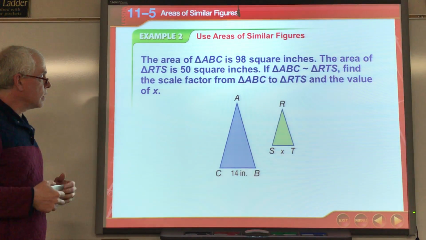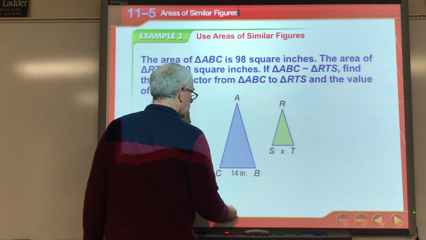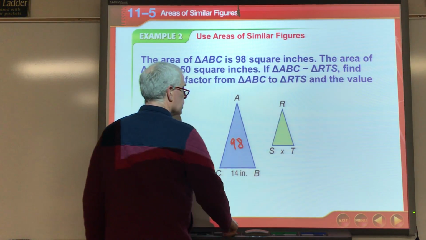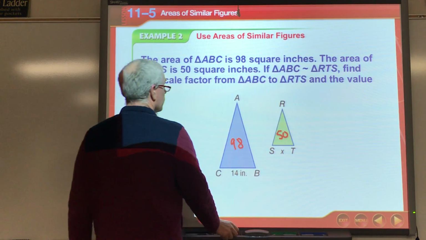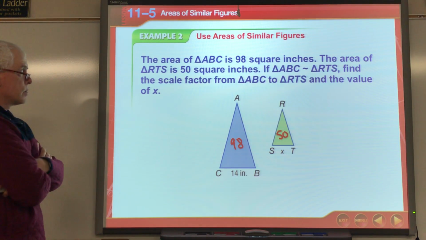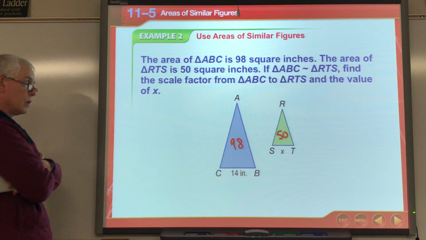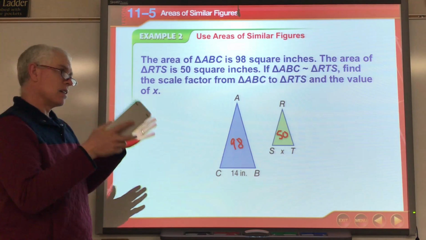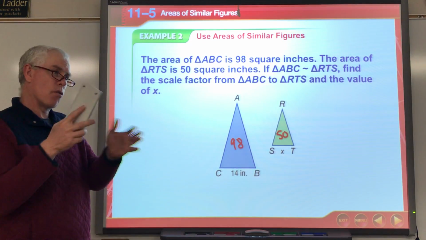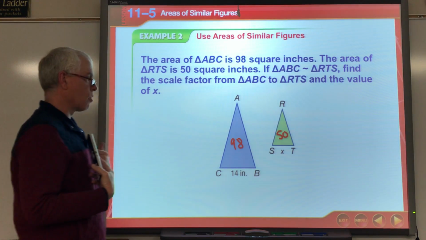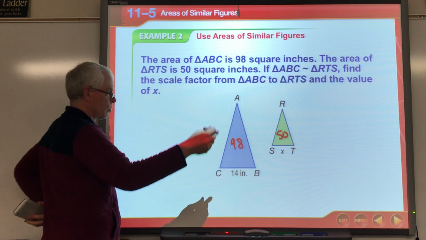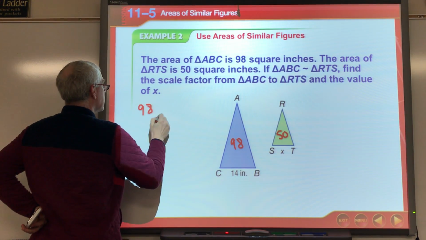Again, the area of triangle ABC is 98, so again, I'll write it in here. The area of RTS is 50 this time, so I can go ahead and write that one in. If the figures are similar, find the scale factor and then the value of x. Well, we know the ratio of the areas is 98 over 50. So if I can get that simplified down to an A over B, right now it's an A squared over B squared, so I have to go backwards to A over B. Then I can set up a proportion. So I'll show you how I would do this by hand and then they'll go through it with you. So I know the ratio of the areas is 98 over 50.